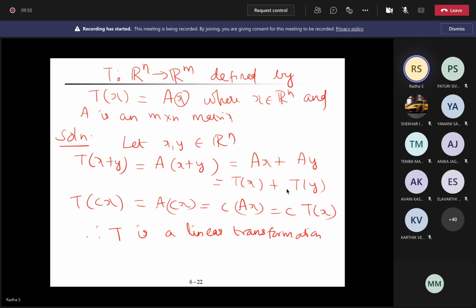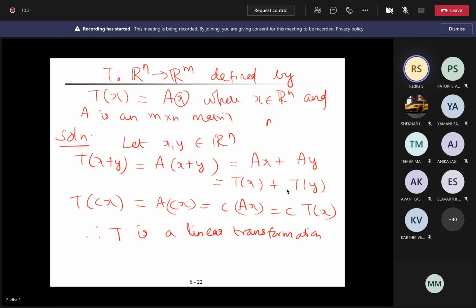See, let T be a mapping from R power n to R power m. You know R power n is the direct product of R, n times, and R power m is the direct product of R taken m times, right? So T is a mapping from that, and we are defining the mapping to be T of x, where x belongs to R power n, as T of x equal to A x.